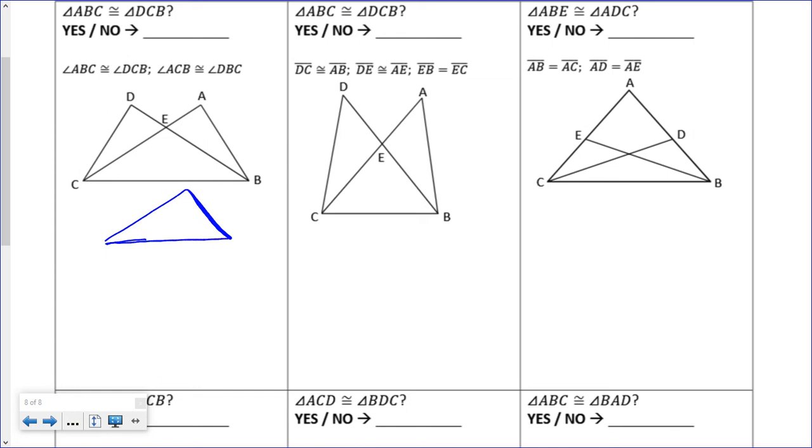Okay, so this is ABC, and you would just add the letters. So I have B here, A here, and C here. Right, so just drew ABC. And I'm going to be comparing that to DCB, which is this triangle right here in the diagram.